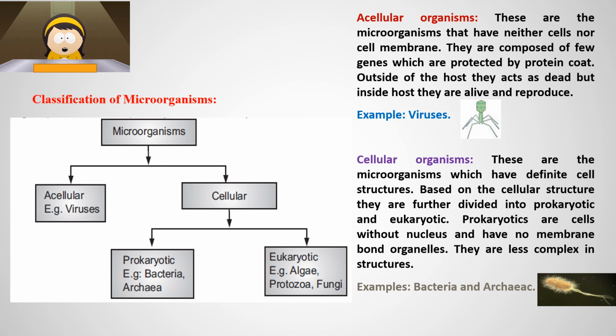Cellular organisms. These are the microorganisms which have definite cell structures. Based on the cellular structure they are further divided into prokaryotic and eukaryotic. Prokaryotes are cells without nucleus and have no membrane bound organelles. They are less complex in structures. Examples: bacteria and archaea.